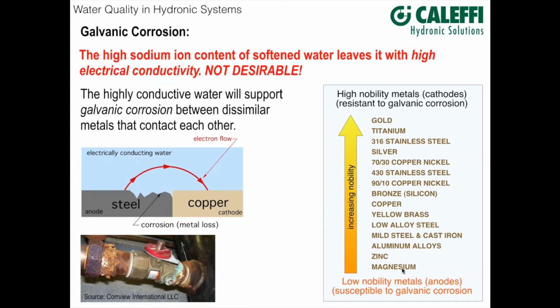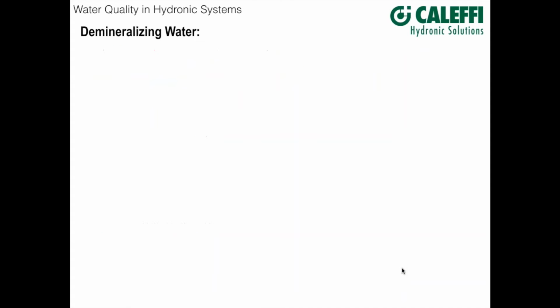And in fact, you may recognize magnesium down here at the bottom. Magnesium anodes are commonly used as what are called sacrificial anodes in electric and gas-fired water heaters. They sacrifice, they are corroded, and they do that so that any exposed steel behind the glass lining of the tank is not going to corrode. So we want to avoid galvanic corrosion, and the way we're going to do that is get the electrical conductivity down. Okay, and that brings us to demineralizing.